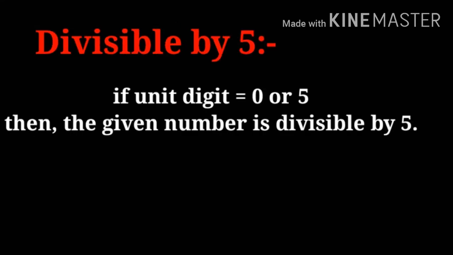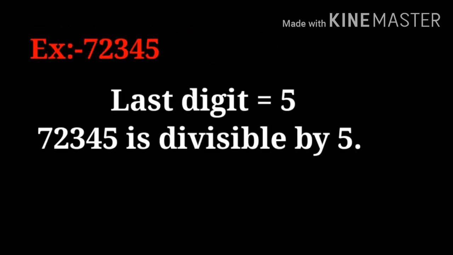Next one, divisible by 5. How to check whether a given number is divisible by 5 or not. If the last digit of any number is either 5 or 0, then the given number is divisible by 5. Let us take one example. 72345. 72345 has the last digit 5. So, the given number 72345 is divisible by 5.